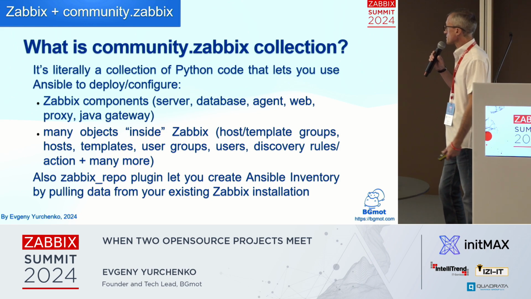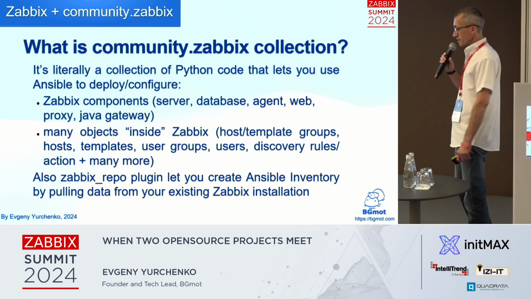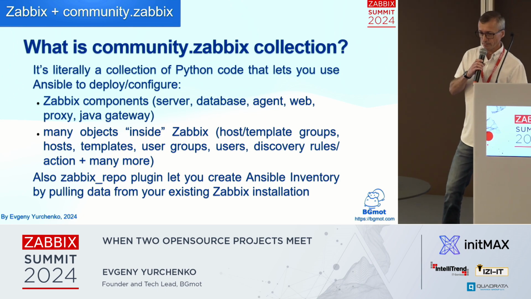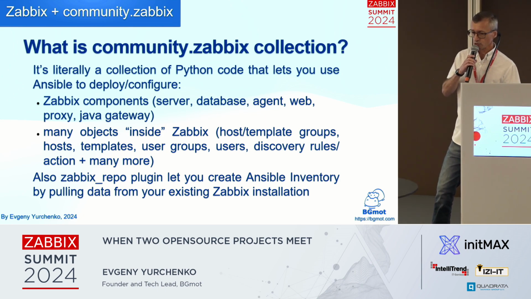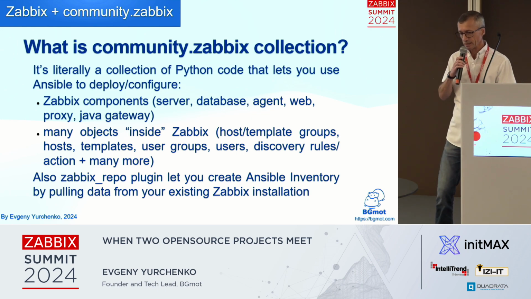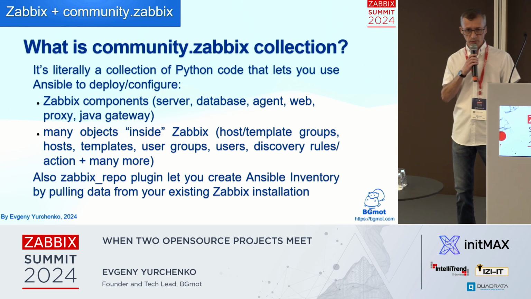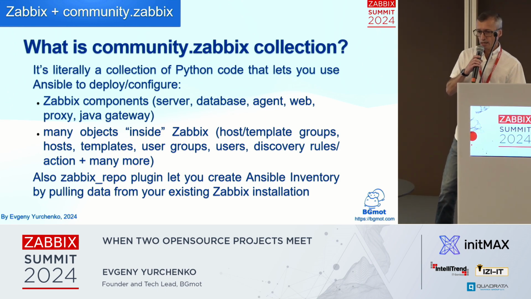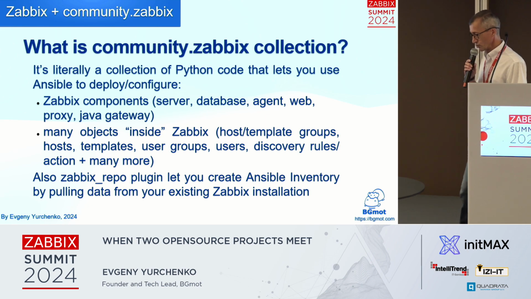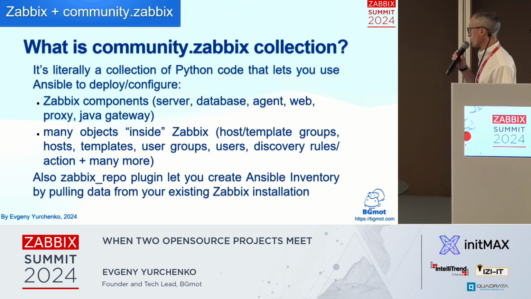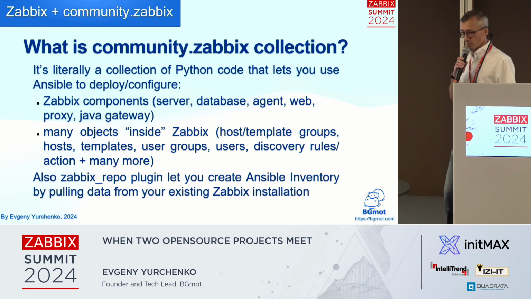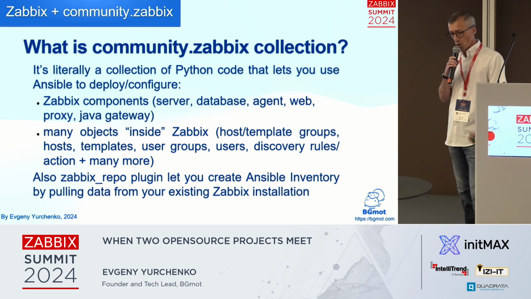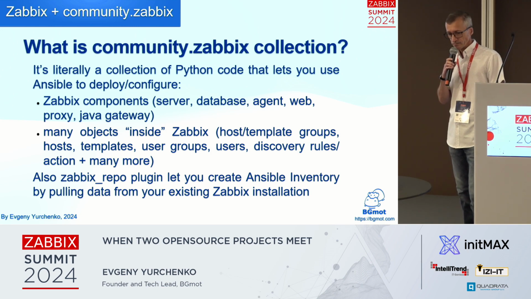Then, what is the community Zabbix collection? It's literally a lot of Python code. And it has two components. You can deploy the server, database, agent, all Zabbix components in an automated way. And, which is actually huge, you can configure many objects inside Zabbix. Once Zabbix is already deployed, you can configure hosts, templates, user groups, users, everything inside this ready-to-go Zabbix.